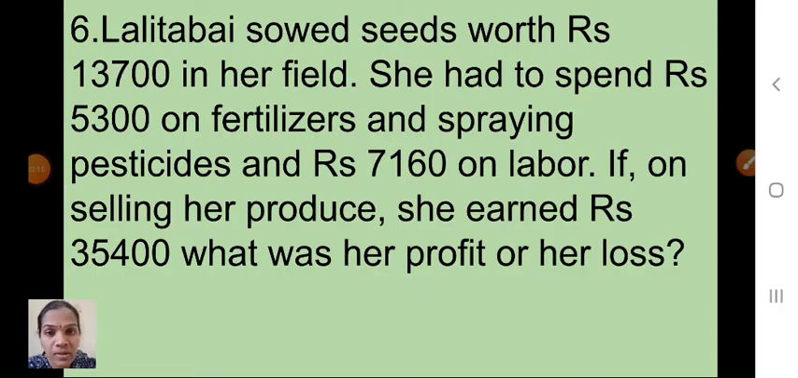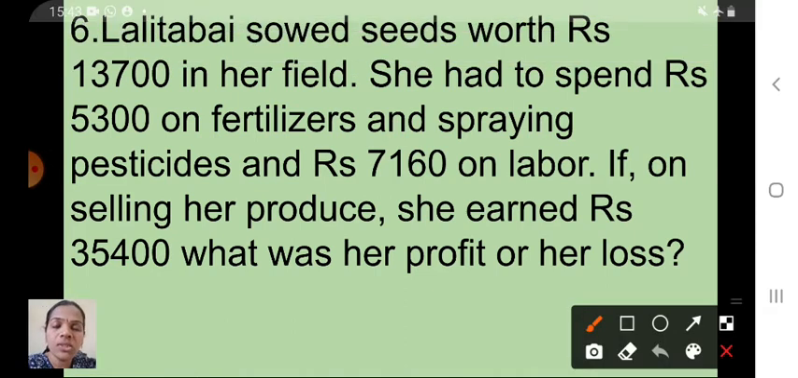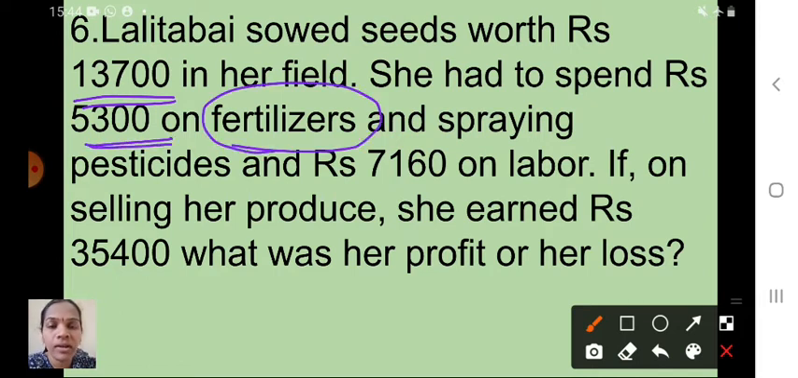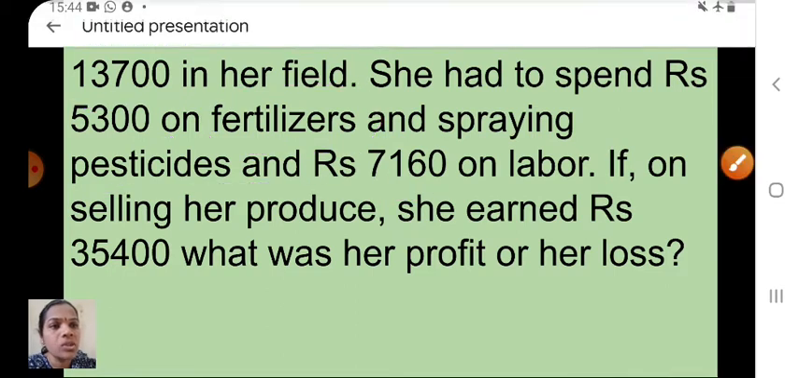So children, now I will complete this session. I will complete this exercise. Okay, so this is last one. This is also that same easy only here, children. Lalita Bai sowed seeds worth rupees 13,700 in her field. Okay, she had to spend rupees 5,300 on fertilizers. Fertilizers normally farmers add to their land, isn't it, children? Yes, and spraying pesticides and rupees 7,160 on labor. Say here, children.